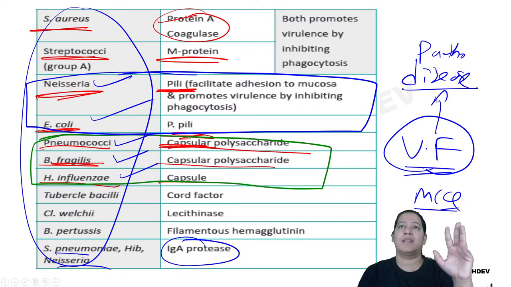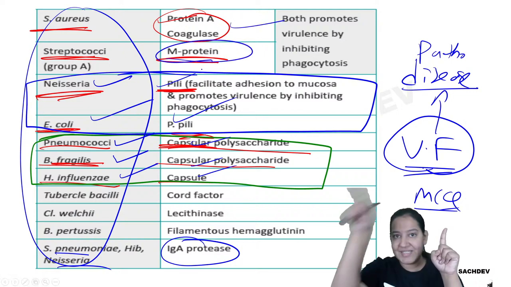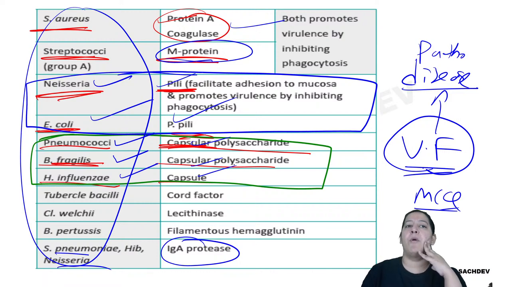Ispe bhi bahut question aata hai. It is one liner, so just read it. Pili kis kis mein important hai, capsule kis kis mein important hai, enzyme kis kis mein important hai. M protein is a protein of the cell wall. That is cell wall, kisme important hai.